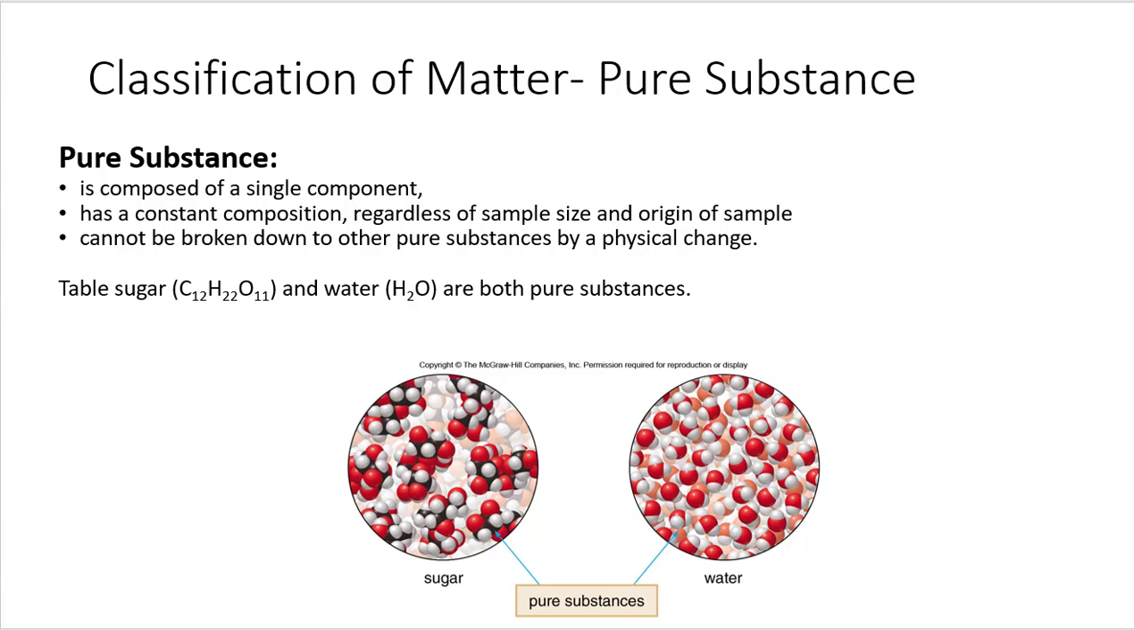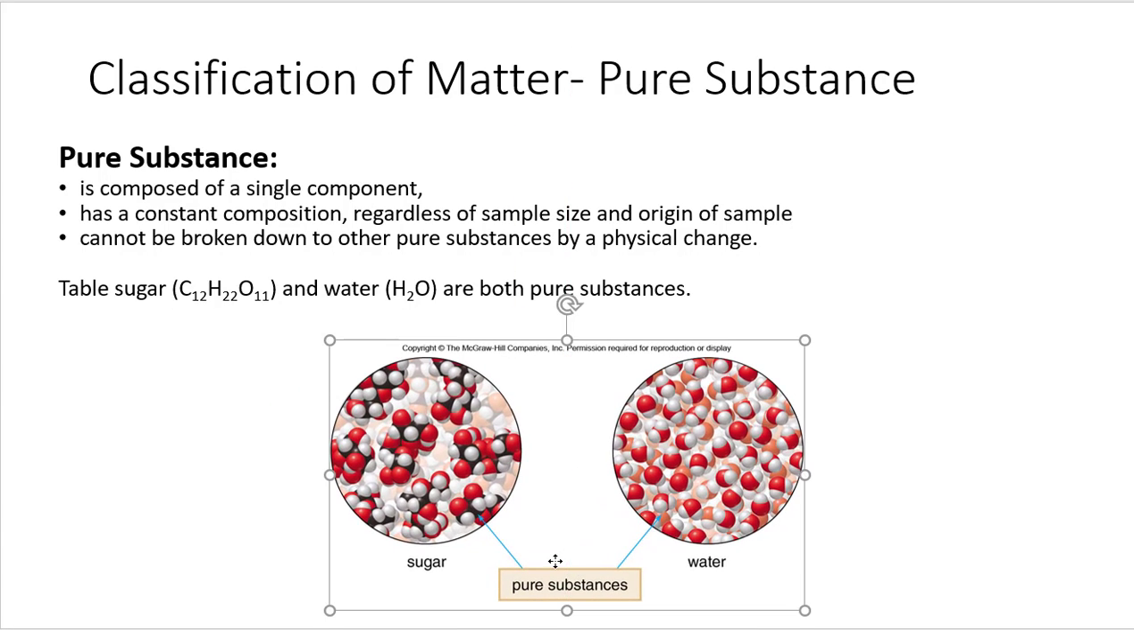Let's classify matter. Matter can be classified as a pure substance, which is composed of a single component with a constant composition. An example of this is table sugar or water. Both of these are pure substances, even though, as you can see from this image, sugar, which is a disaccharide, or two rings of saccharides, such as glucose and fructose in this example, is very complicated compared to the little H2O molecule. However, both of these are pure substances because it doesn't matter if you have a teaspoon of sugar or a cup of sugar, you're always going to have the same properties with that sugar.